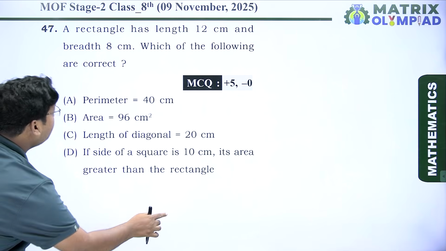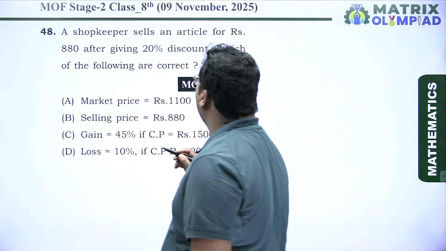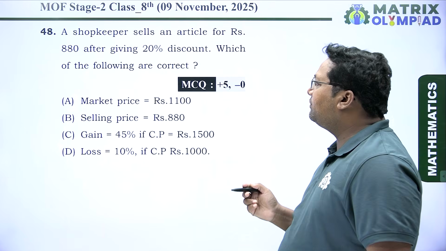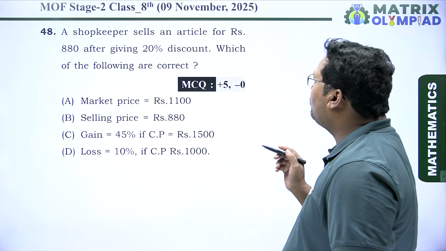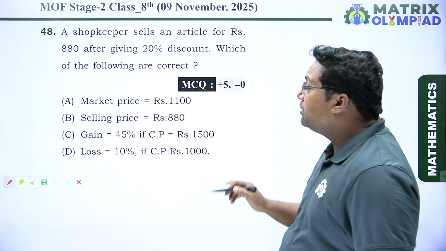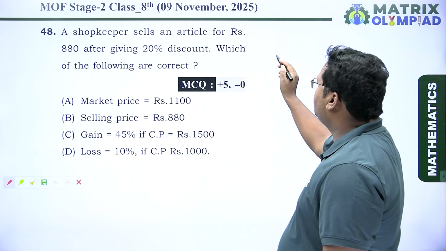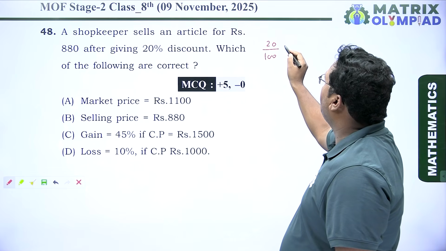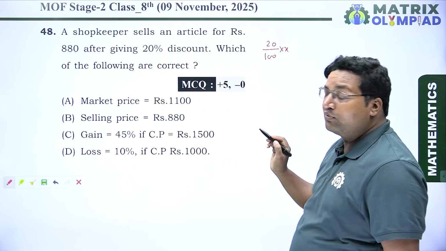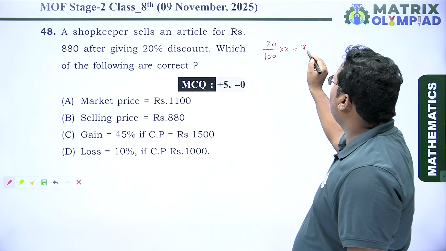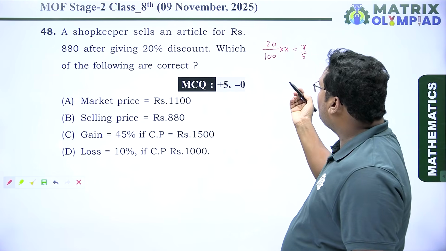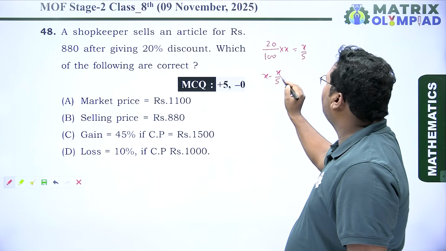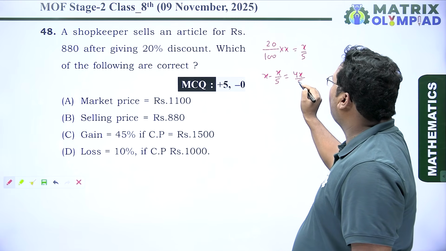Now coming to the next question. Question is, a shopkeeper sells an article for rupees 880 after giving 20% discount. Which of the following are correct? So here we have to assume the cost of article is X. Then the 20% discount of article means 20 upon 100 into X, which is equal to X upon 5. And now the price of article is X minus X by 5, which is equal to 4X upon 5.